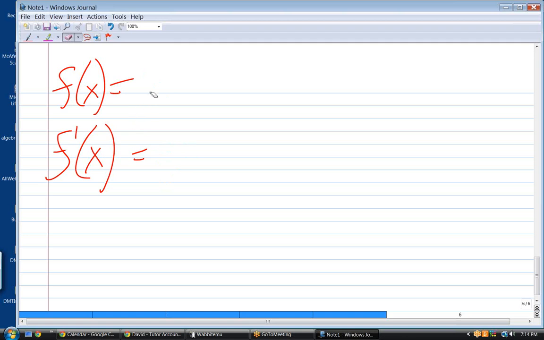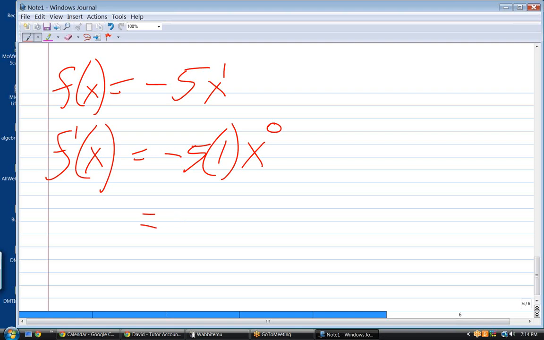Okay. How about minus 5x? Zero. No, use the power rule. There's an implied 1 there. So it becomes minus 5 times 1 times x to the 0. What's x to the 0 equal to? 1. Always. Anything to the 0 power is 1. So the power rule just makes this minus 5.